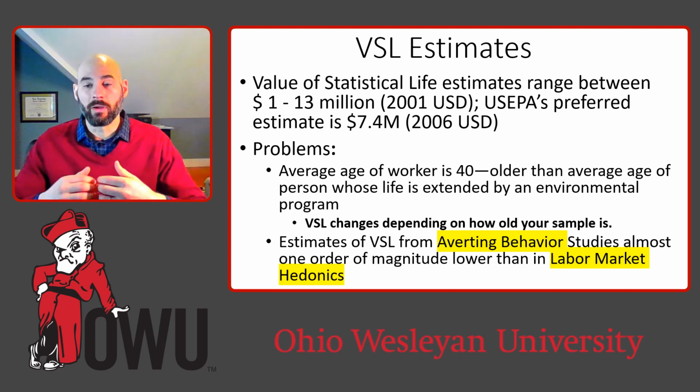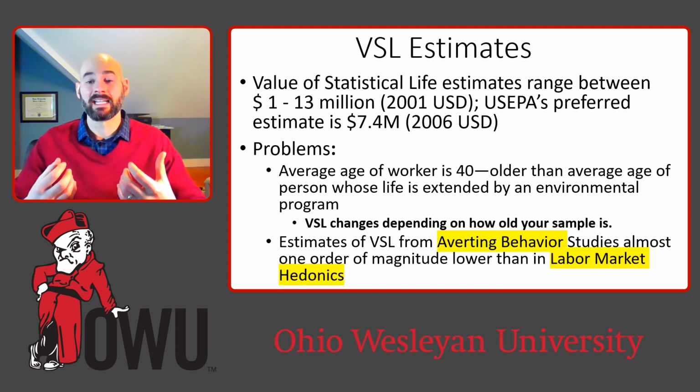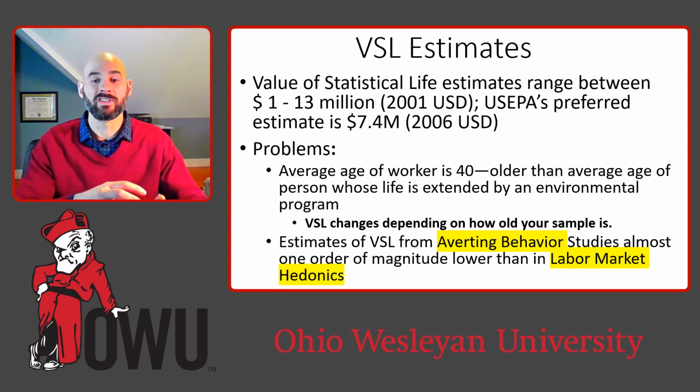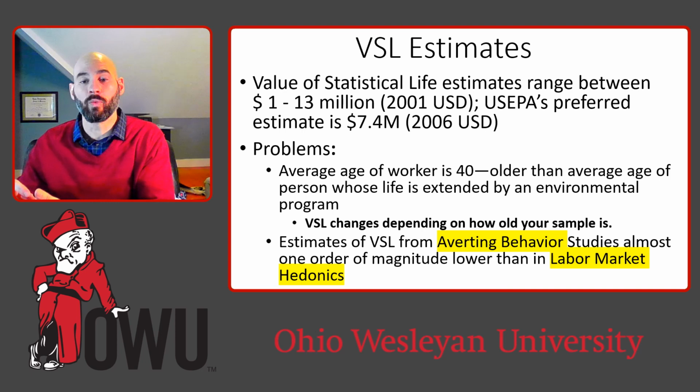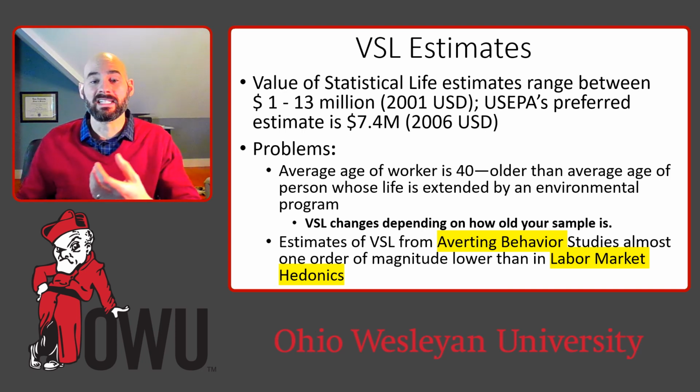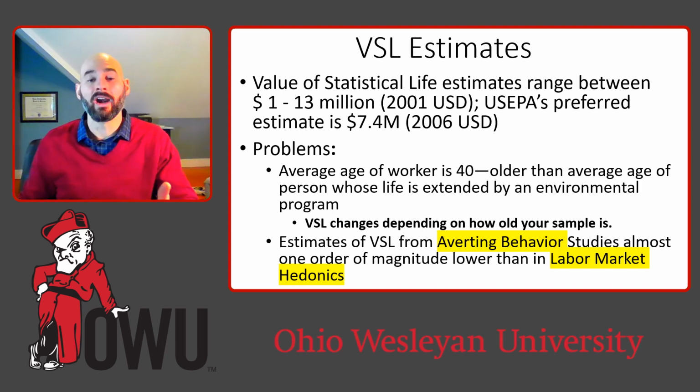And just to give you a brief preview of what we're discussing there, averting behavior is what I was discussing with regard to installing a reverse osmosis filter, that I'm basically buying a product which is going to substitute away from risky consumption, whereas labor market hedonics are what is the premium that you would require to be paid to work in an industry with a higher chance of death.